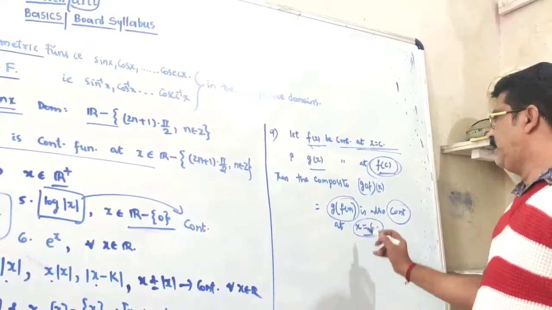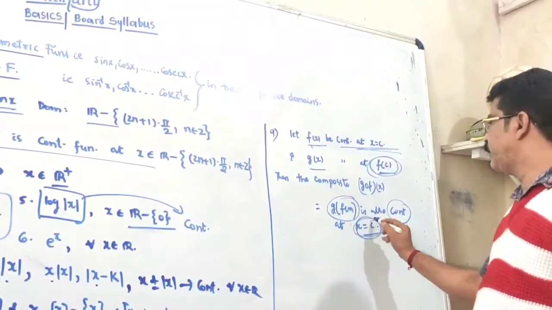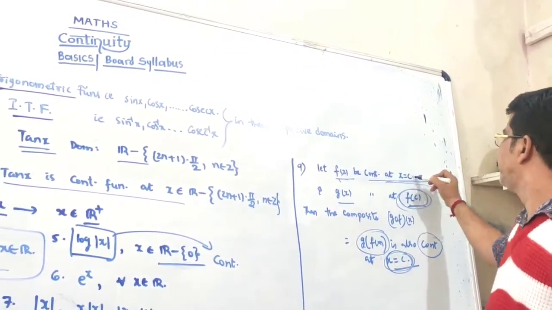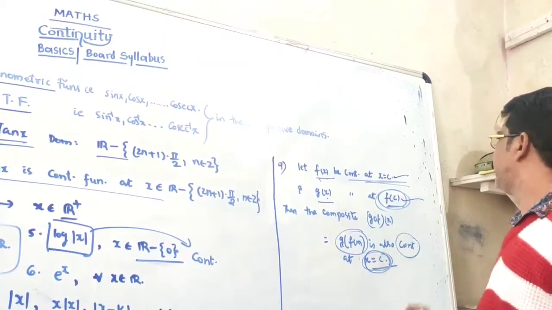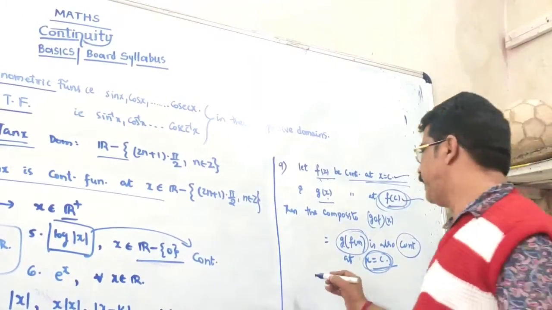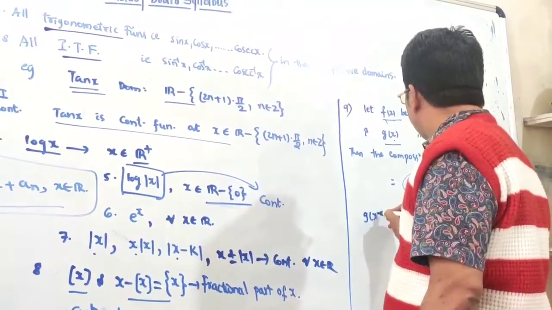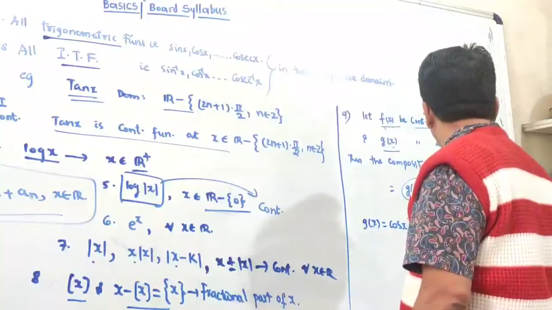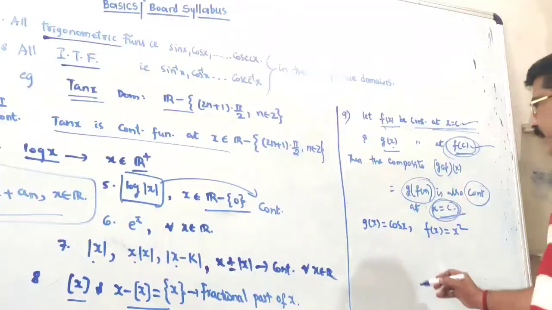So therefore, for continuity of g of f of x at x equal to c, it is necessary that f of x is continuous at x equal to c and g of x is continuous at f of c. For example, g of x equal to cos x, f of x equal to x square. Let us consider two functions.